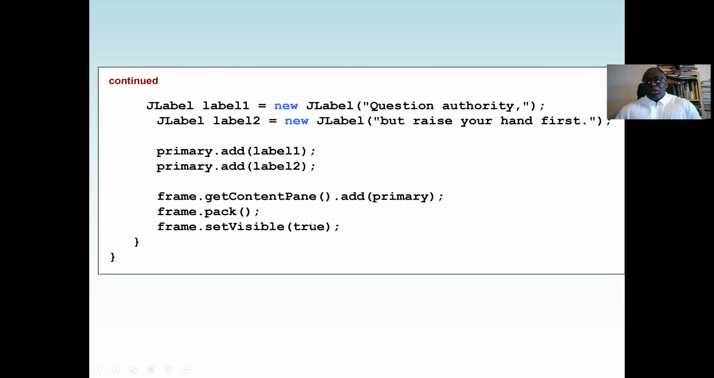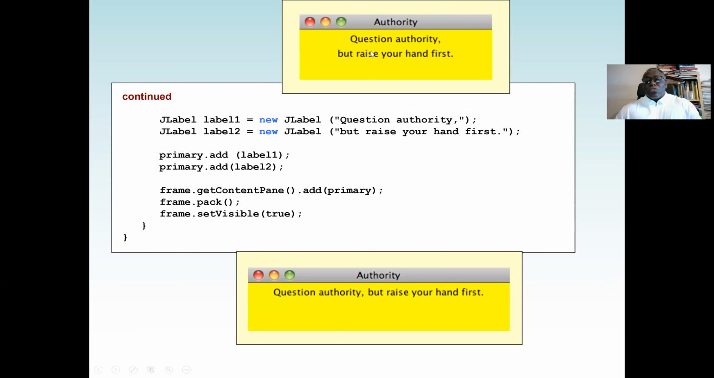So if we run this program, this is what we get. First we can see that the two windows are the same. First, the length is very short, so we have two texts. When I increase the length, all the text can be on one line. So remember we said we want to create our panel with authority as the name. So authority is our title. Then these are the two labels. First label, question authority. Second label, but raise your hand first.